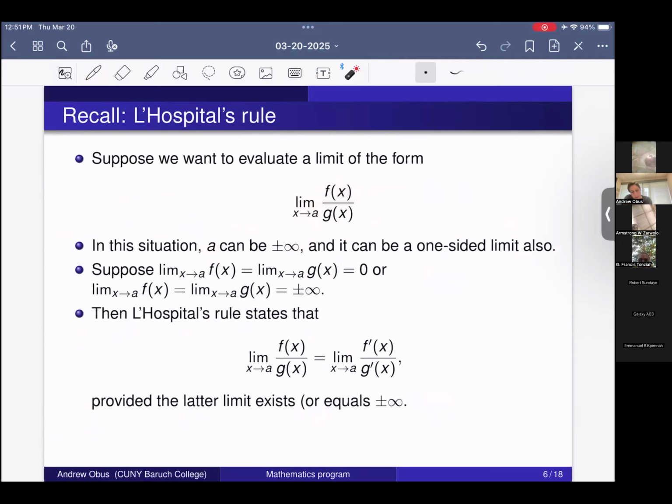That if the limit of the top and the bottom are both 0, or if the limit of the top and the bottom are both infinity, so that you would get an indeterminate form here, what you could do is take the derivative of the top, take the derivative of the bottom, and then take the limit. Okay? And if you can do that, then you're going to get the right answer.